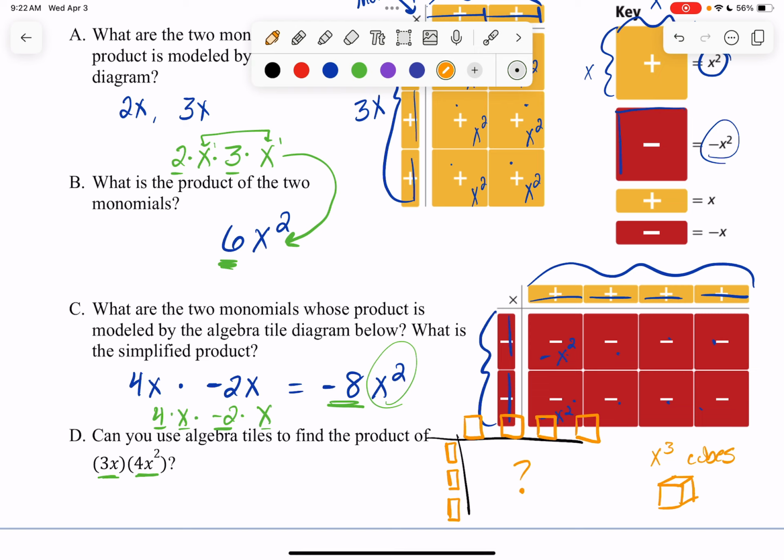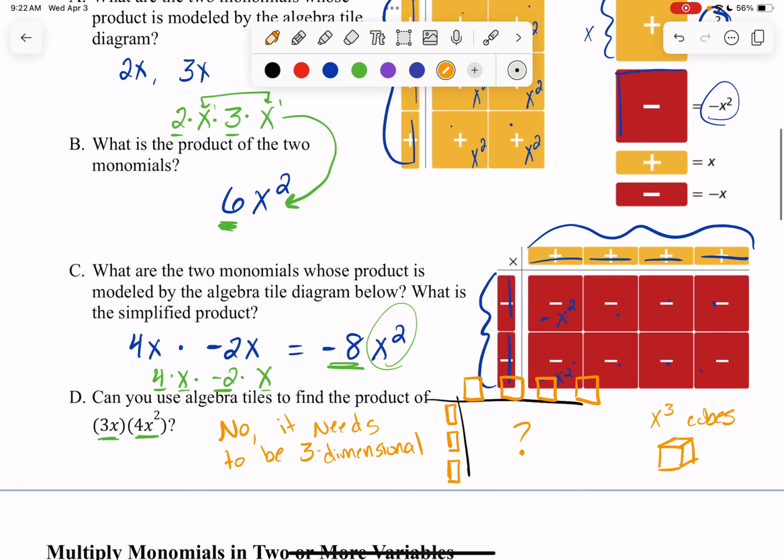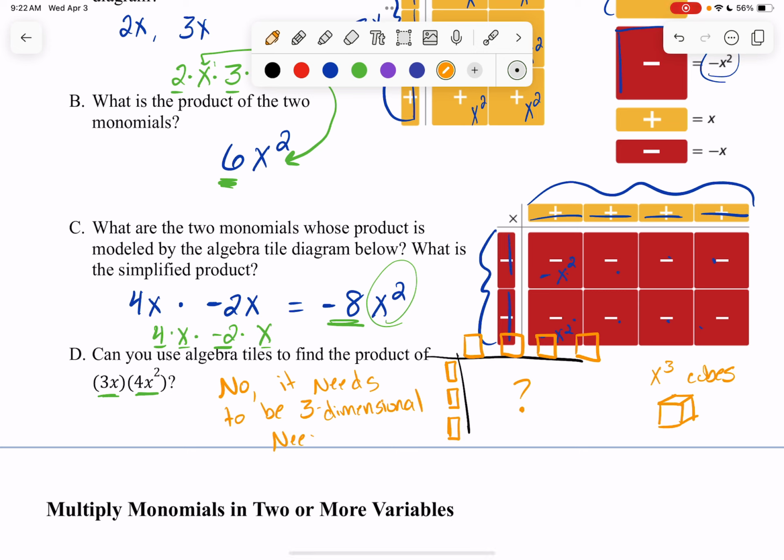So can you use algebra tiles to find the product? No. It needs to be 3-dimensional, which we can't get, because we're just dealing with 2-dimensional paper. There are no x cubed blocks. So no, it would need to be 3-dimensional. We would need x cubed blocks, which we don't have.